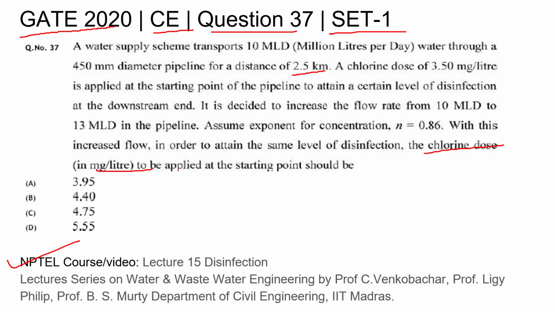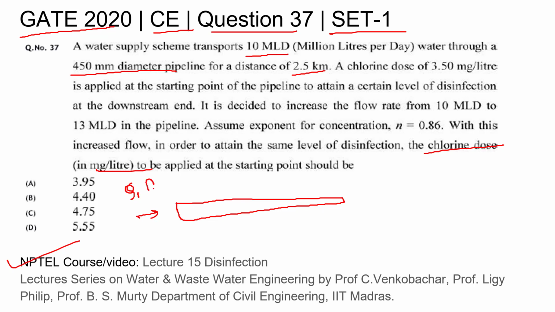There is one water supply scheme. Suppose this is a pipeline. In this pipeline, a discharge of Q1, that is 10 MLD, passes daily through a 450 diameter pipeline. This diameter is suppose D1, and the distance is 2.5 kilometer.